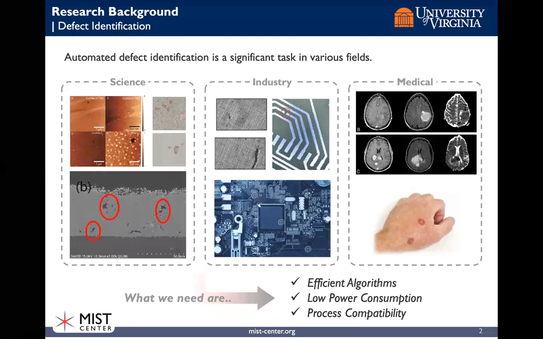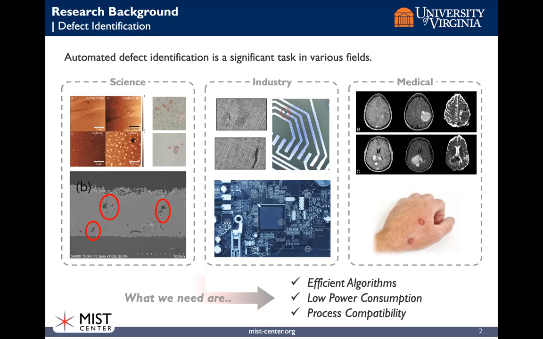Here's the motivation of this work. Automated defect identification is a significant task in many fields. As you could see from the figures below, in the science field, identification of defects in the material is one of the indications to measure the material quality, as well as to predict the device performance.